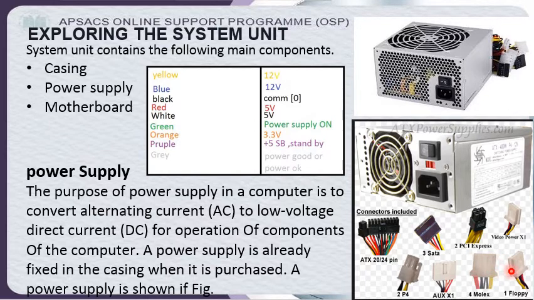Another one is a floppy connector. This connector is specially used for connecting your floppy drive. Another connector is a SATA connector, that is used to give power to the SATA CD-ROM and SATA hard drive.